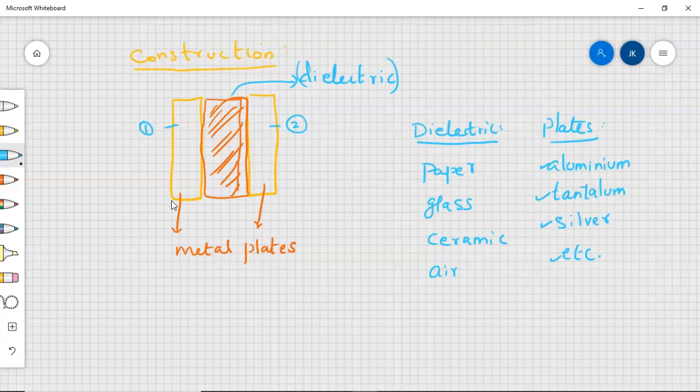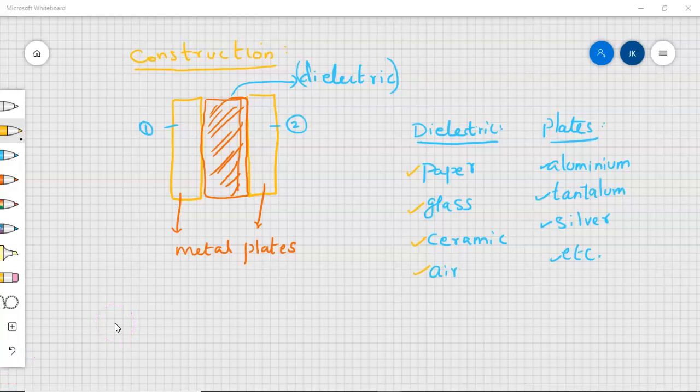Dielectric is an insulator material. What are the insulator materials? You can use paper, glass, ceramic, even air can be an insulator material. It is known as dielectric, which is placed in between the two metal plates. The plates are conductive and usually made of metal, while the dielectric can be made out of any kind of insulating material such as paper, glass, ceramic, or anything that obstructs the flow of current.